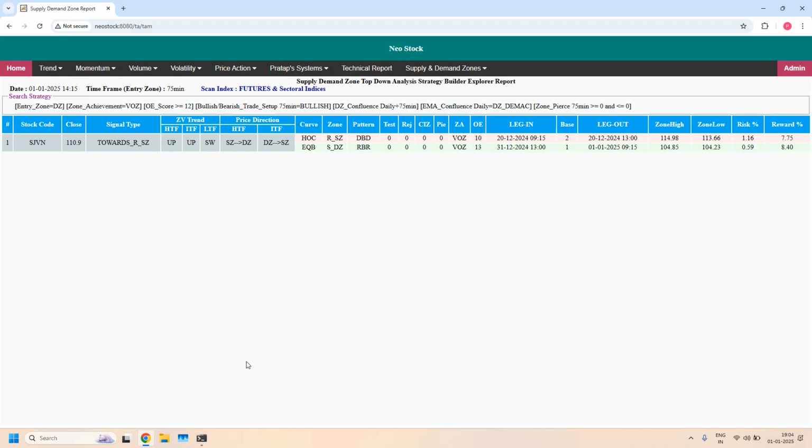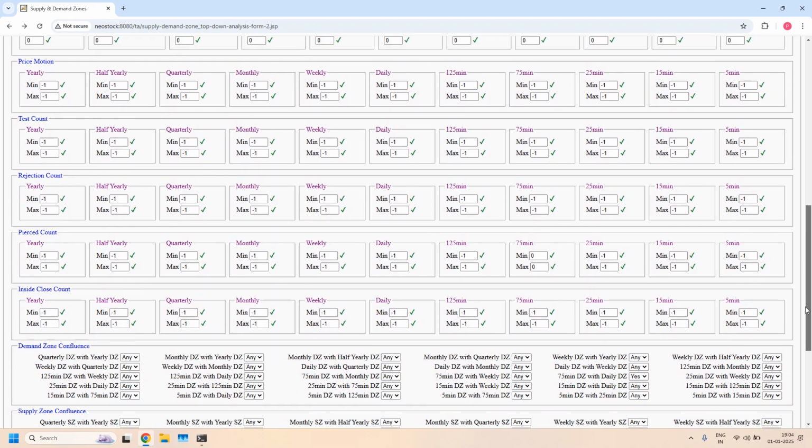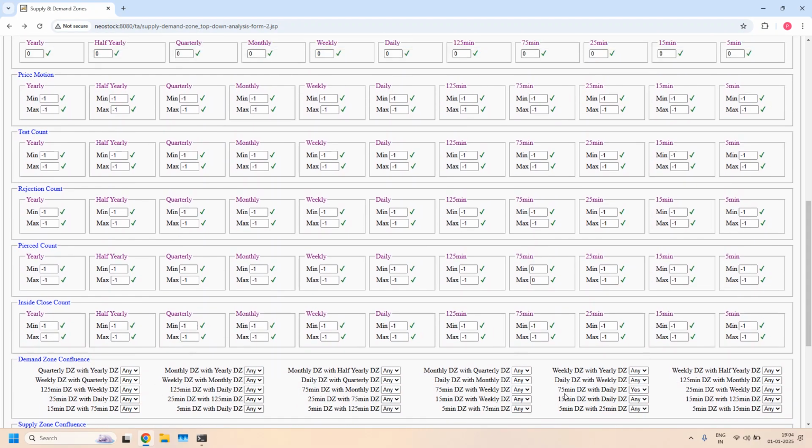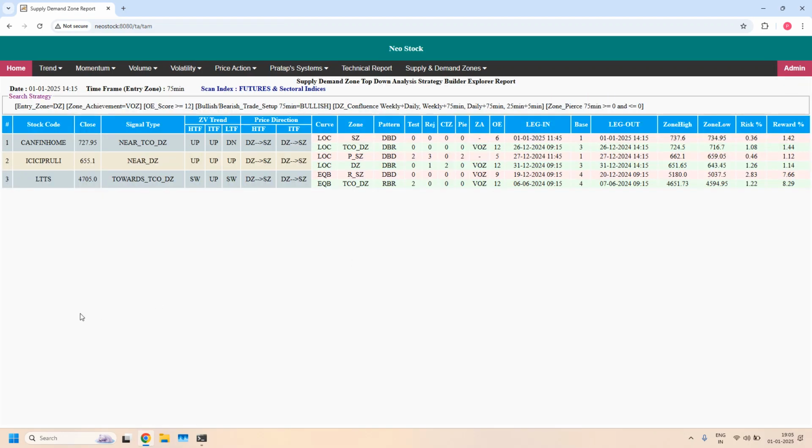Okay. Next filter is LTF, ITF and HTF demand zone confluence. I am removing the EMA filter. In the demand zone confluence, let us set 3 filters. First filter is already enabled, 75 with daily. Second filter, 75 minutes demand zone with the weekly demand zone confluence. Third filter, daily demand zone with weekly demand zone confluence. All the three filters are enabled. With this LTF, ITF, HTF demand zone confluence, we got 3 stocks.